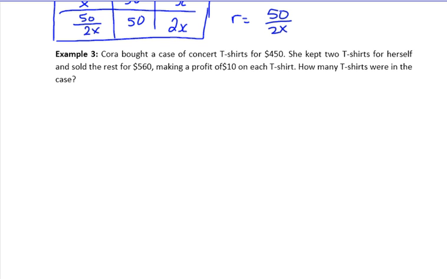The first thing we want to do is ask, what's unknown? What are we looking for in this problem? The number of t-shirts. So let that be our variable. Let's start by defining our variable. Let n be the number of t-shirts in the case, the number of t-shirts in our case.